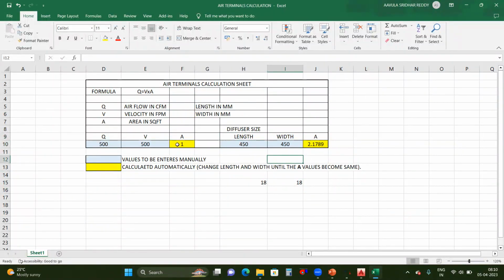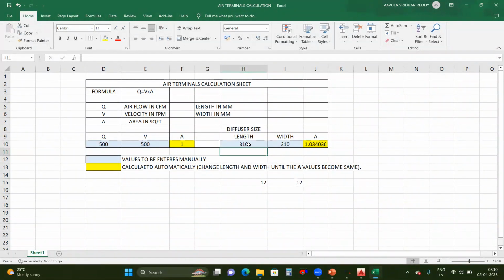So if you see, this area is 1 and this area is 2.17. So you need to match with this area. So we need to decrease the length and width. So I will make it 200 by 200. So it will be less. So it will be 300 by 300, so 0.96. So it will come almost 310 by 310.